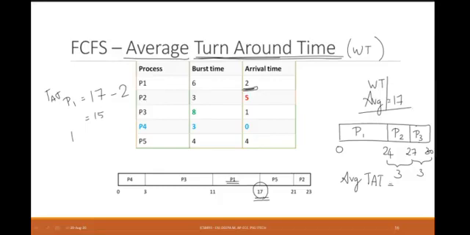So P2, the average, sorry, the turnaround time will be P2, 23 minus 5.